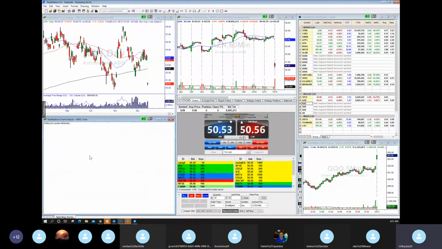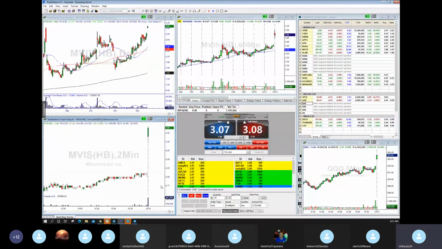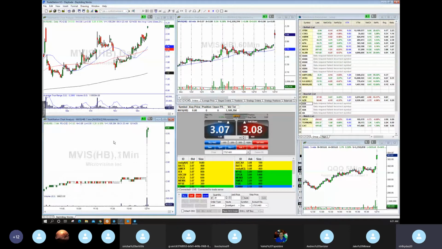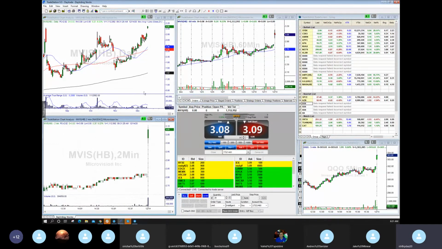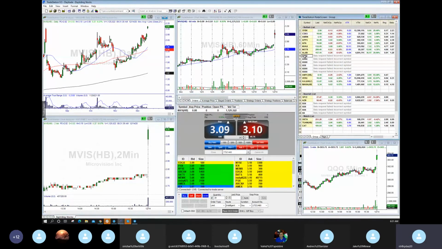All right, this might be the first one that I play. MVIS. Look at this, it's in a 1, 2, 3 pattern. It's coming up off of 2 green bars. That's the only thing that's holding me back from playing this. Otherwise, MVIS looks pretty good. These are now popping up on my scanner, so I am going over with you guys what's coming up on my scanner.